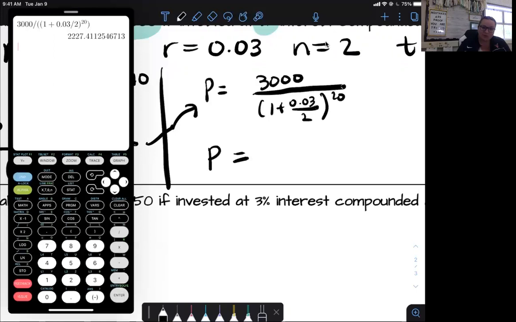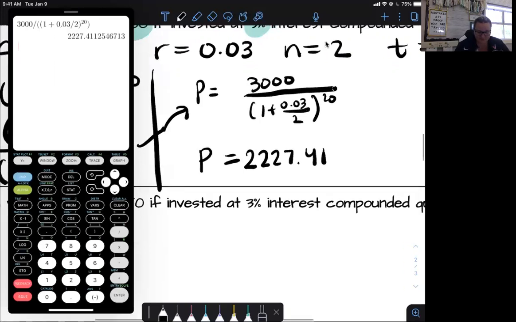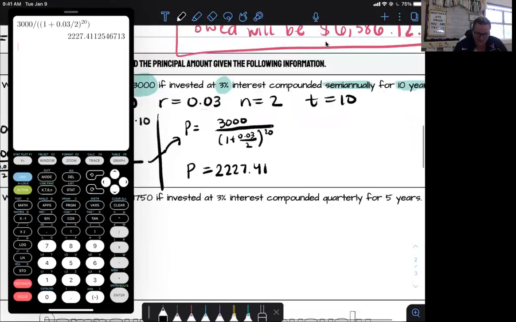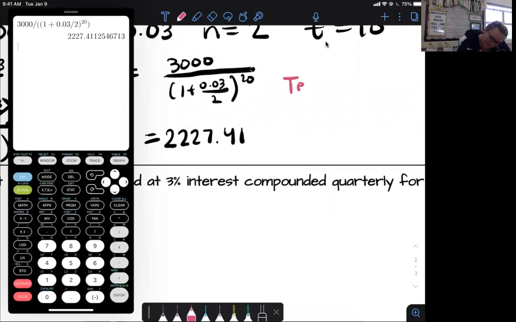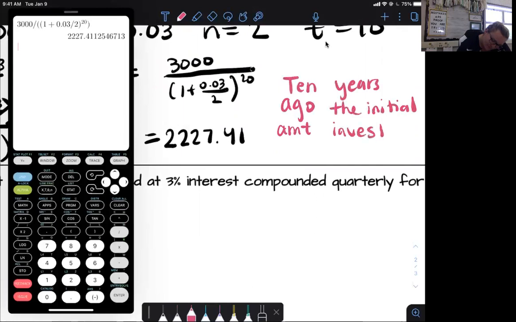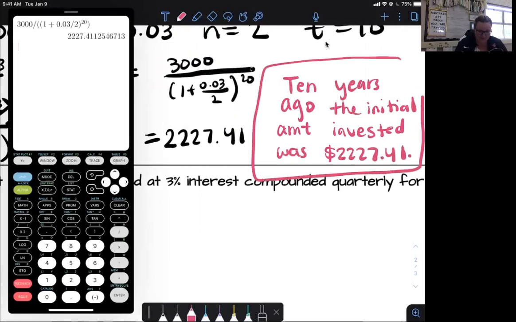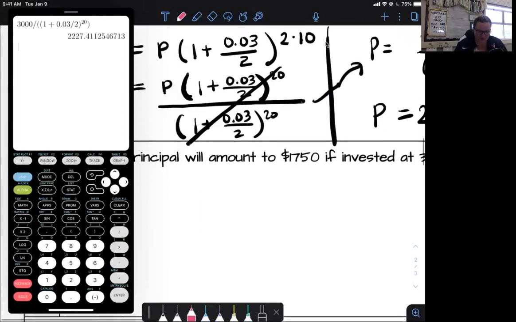So now we want to wait to round until our very final answer. So our final answer then is that our principal balance was $2,227.41. So that means 10 years ago, the initial amount invested was $2,227.41. And in 10 years, that amount grew to $3,000.